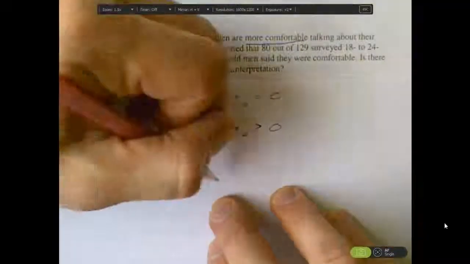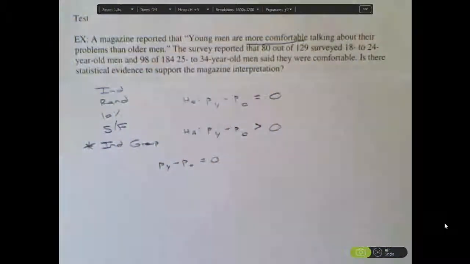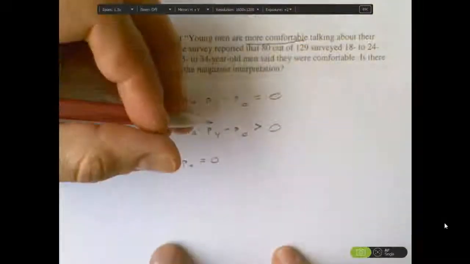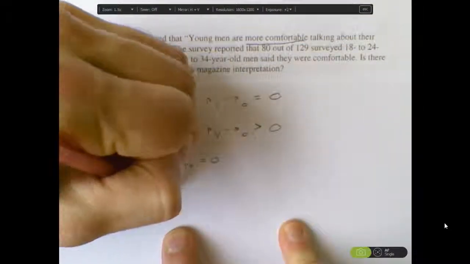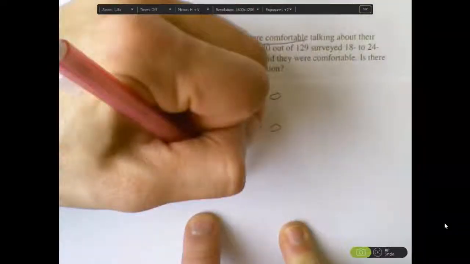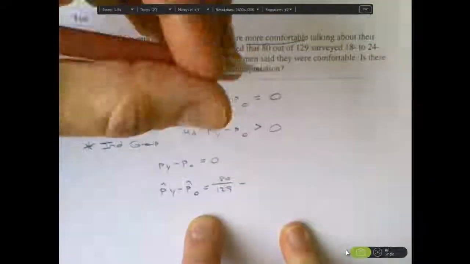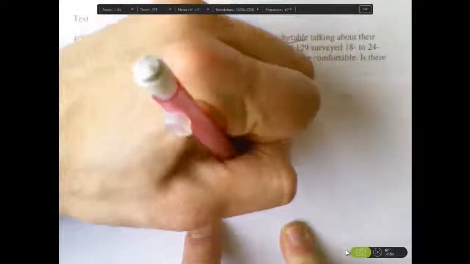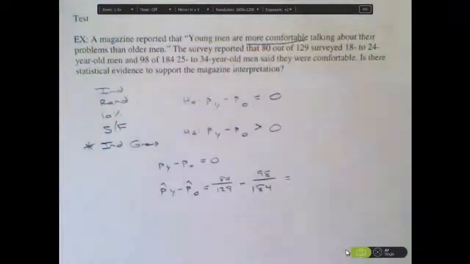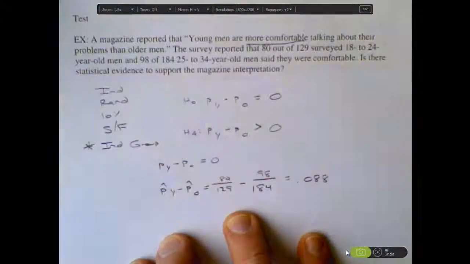Okay, so once I get into the mechanics here, so my population parameters, I'm claiming their difference is 0. My sample statistic is going to be young minus old, so 80 out of 129 for the young, minus 98 divided by 184 for the old. So doing quick calculation, that's going to give you 0.088 is the difference.